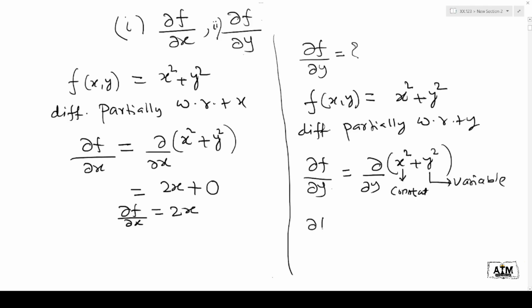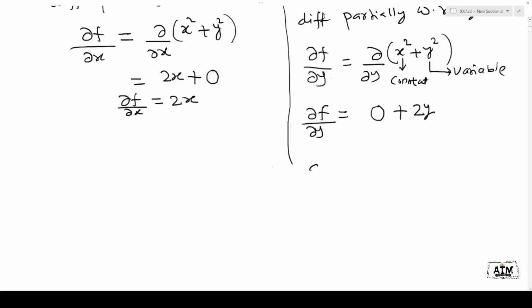So, dou f by dou y, that is the partial derivative of f with respect to y. The derivative of x square is 0 because we are treating it as a constant, and the derivative of a constant is 0. And the derivative of y square with respect to y equals 2y. Therefore, the partial derivative of f with respect to y equals 2y.